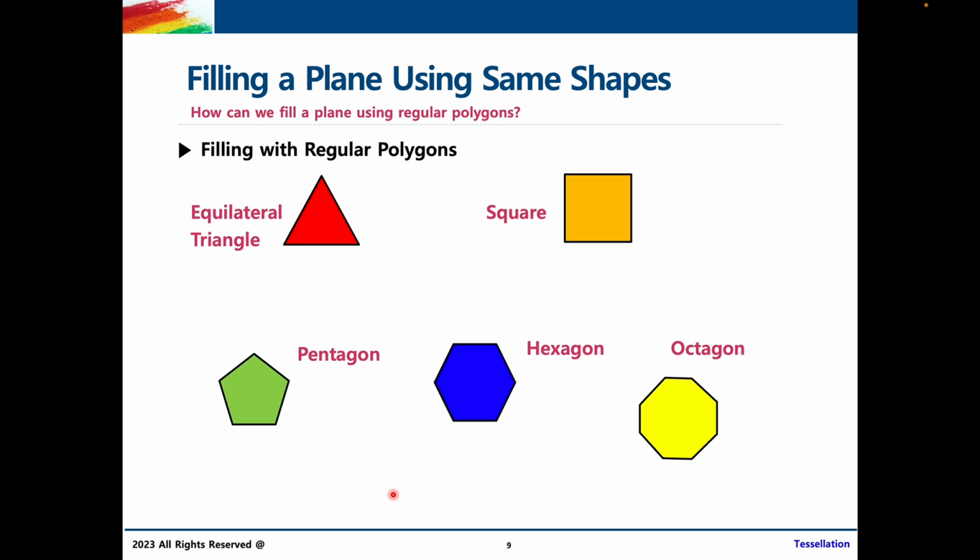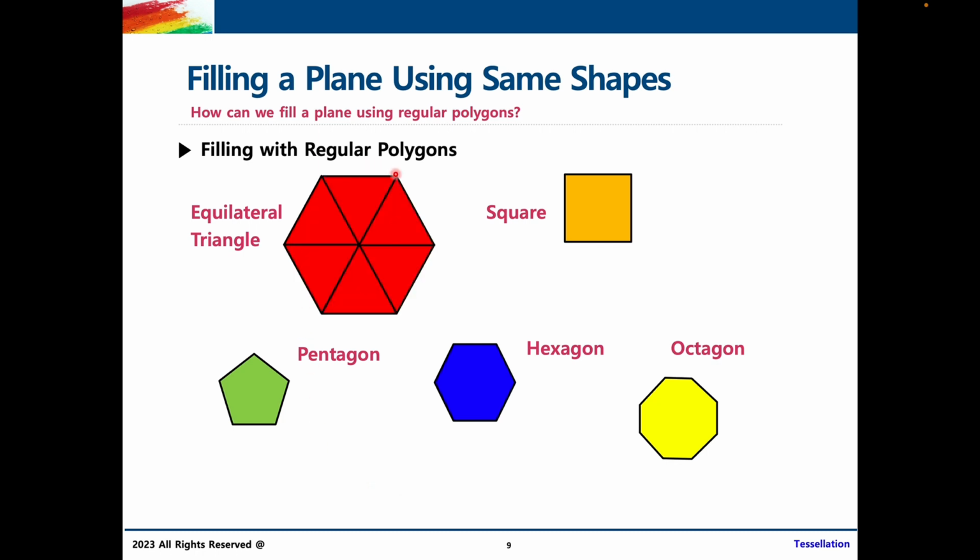Okay, so now that we've tried that, let's start talking about how we can fill a plane using regular polygons, because you probably found out that we can't just use any combination and always end up with filling the plane without any overlaps and without leaving any gaps, right?